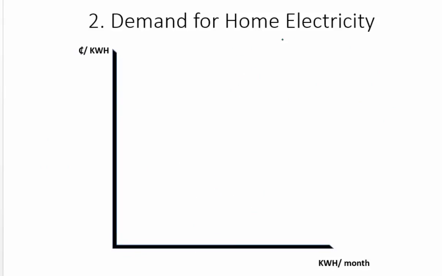Let's look at the demand for household electricity. And this time we'll make the price go up. It starts at 6.8 cents per kilowatt hour. And at that price, we have 300 kilowatt hours per month demanded. This is maybe for an individual household. The price rises to 8 cents per kilowatt hour. And demand only falls slightly to 290 kilowatt hours per month.